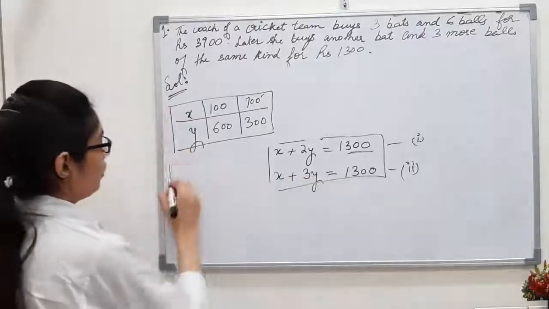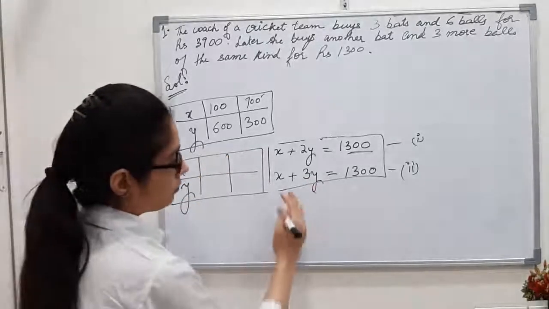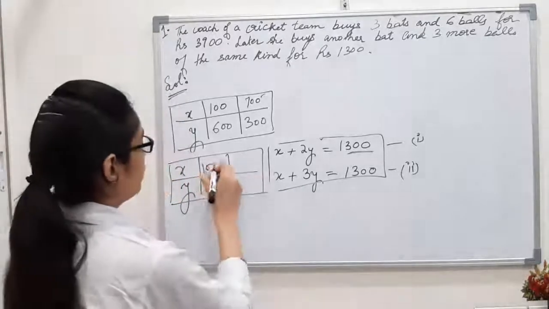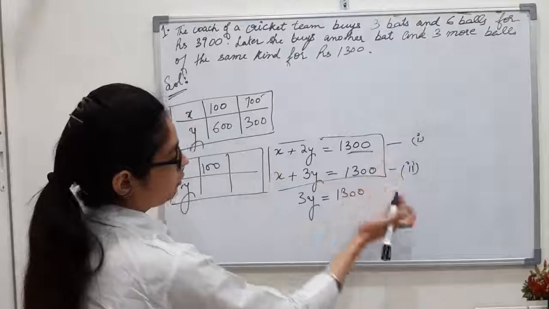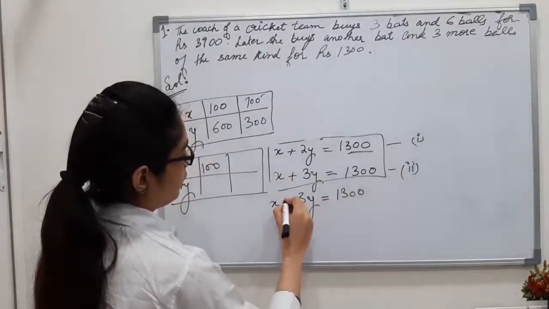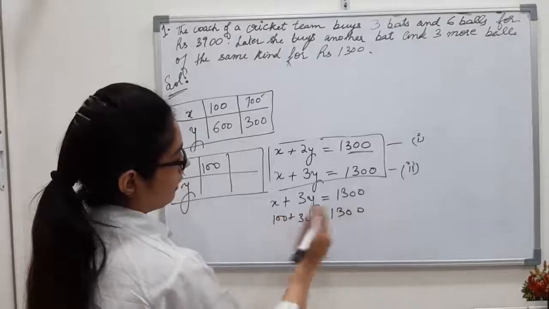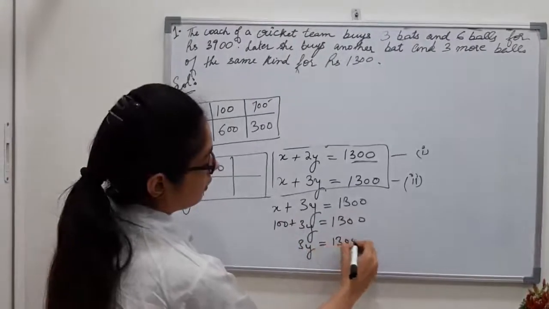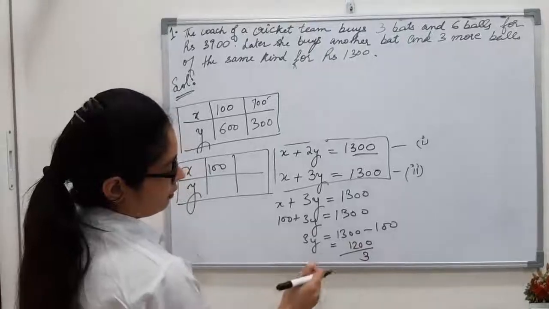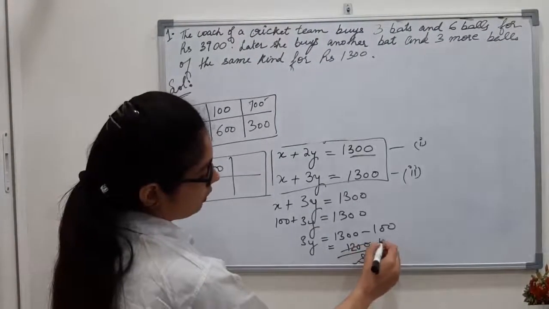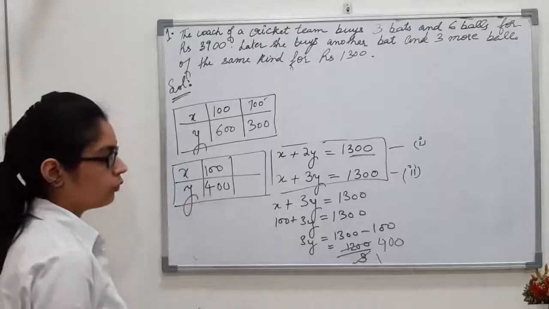Now let's find out for the second equation. First again we will put x is equal to 100 because it's a very simple thing. x plus 3y is equal to 1300. 100 plus 3y is equal to 1300. 100 I'll shift to the other side, it will be 3y is equal to 1300 minus 100, it will be 1200. So this 3 comes over here and it will get divided. 3 1s are 3, 3 4s are 12, and 2 zeros will come as it is. So on putting x is equal to 100, we are getting y is equal to 400.